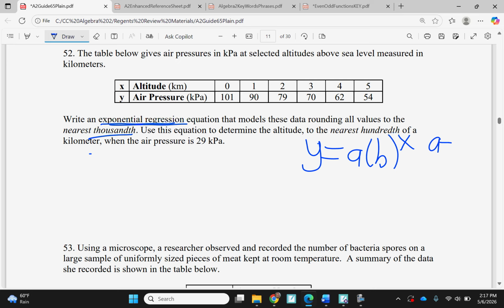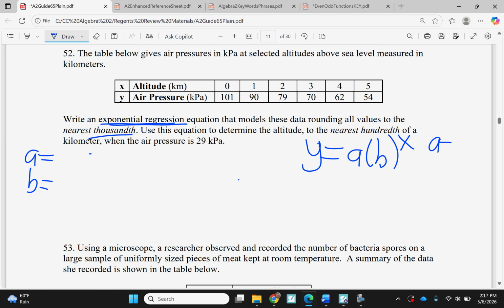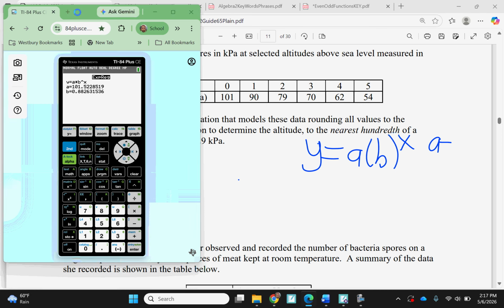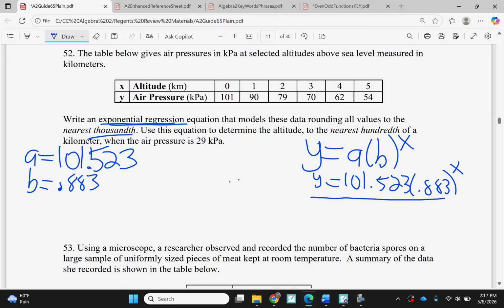So I'm going to write a equals, b equals. I've got a is 101.523. B is 0.883. So I have y equals 101.523 times 0.883 to the power of x. If it says to write an equation, you write an equation with two variables. This 29 does not exist yet. That's the end of the first question.